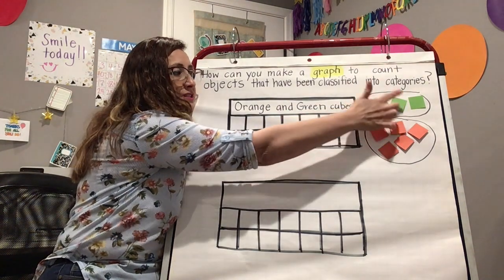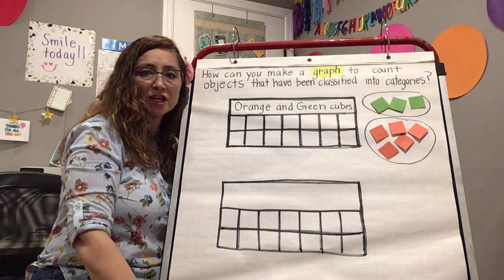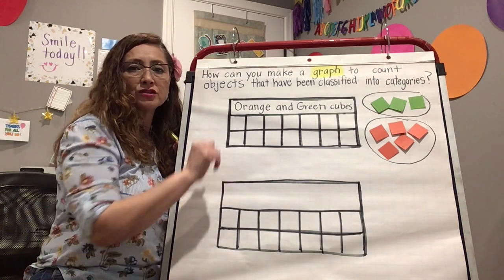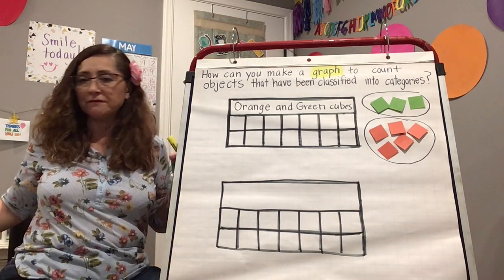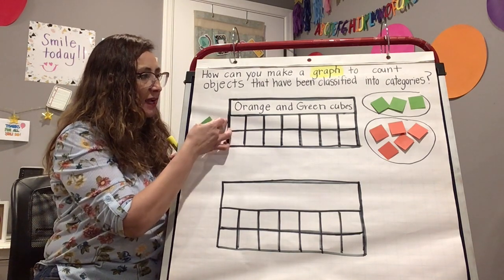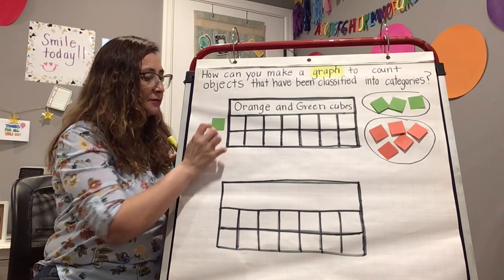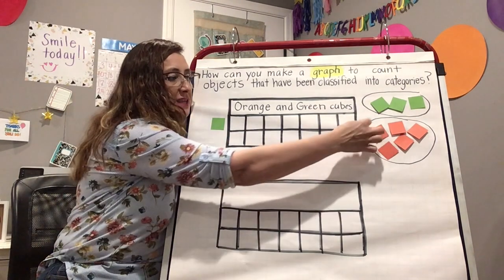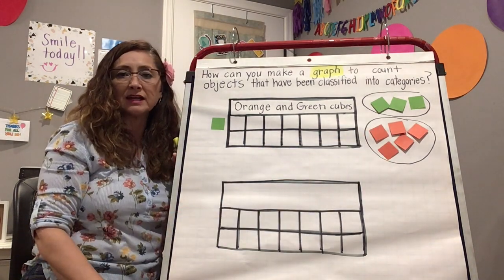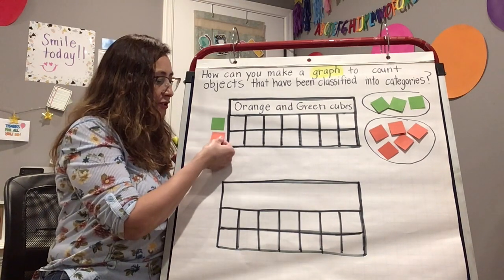What was my first category? What do you see that is the same about those objects? Or, those cubes? That's right. Those cubes are green. So my first category is going to be green cubes. Okay? All right? And what is my second category, boys and girls? My second category, that's right, orange cubes. So I'm going to put my orange cube here.